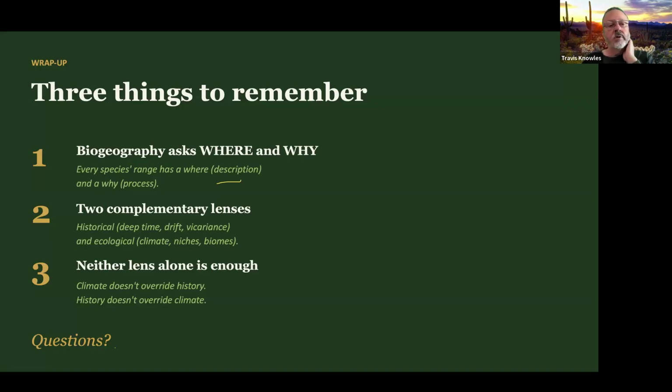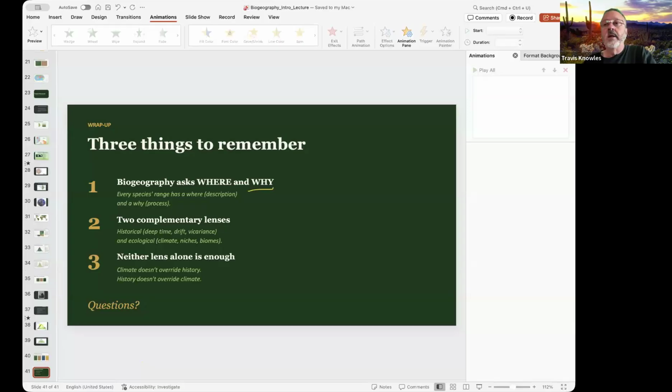Historical and ecological lenses. And you can't just look at one, you have to look at both. Climate can't override history, and history doesn't override climate. They're both important, but they work together to determine why we find scarlet macaws in Brazil today and why we find saguaro cacti in southern Arizona and why you find northern cardinals in South Carolina and all the many other plants and animals that we think about.